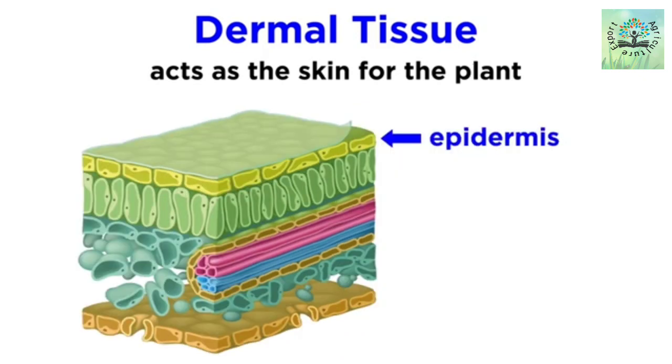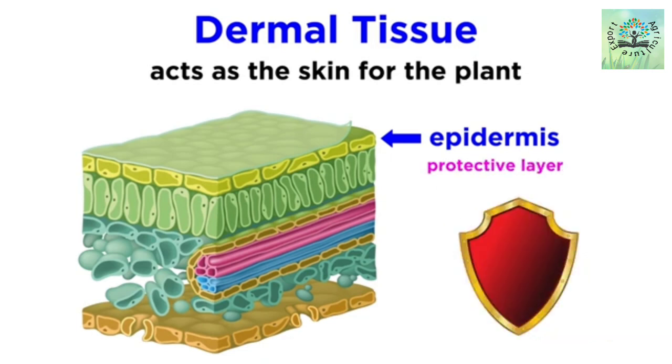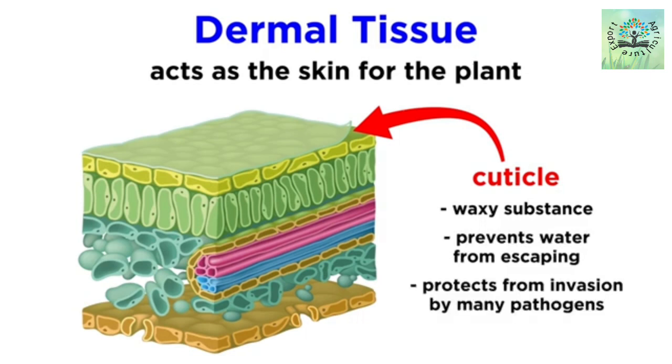A plant's skin is called the epidermis, and it's a layer of cells only one cell thick. Most of these cells don't have chloroplasts or other specialized organelles. They're primarily there just to serve as a protective layer to shield the more important tissues beneath. As extra protection, most epidermal tissues secrete a waxy substance called cuticle that prevents excess water from escaping the plant and also protects the plant from invasion by pathogens like fungi and bacteria.